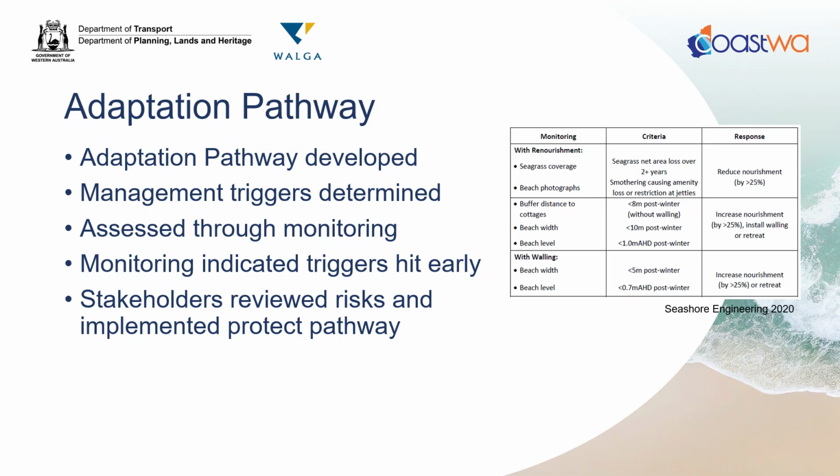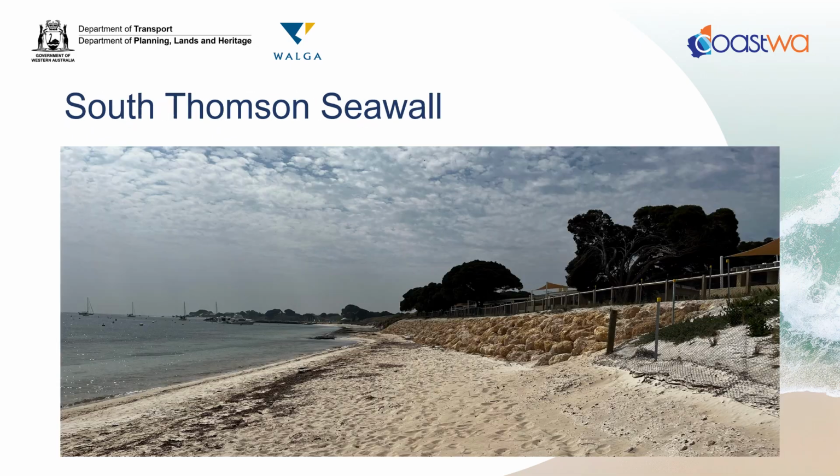And in recent years, that coastal erosion at the site had increased, which meant that the monitoring indicated these triggers were hit far earlier than they were expected to be. The stakeholders, including the Rottnest Island Authority, reviewed these risks and implemented a protect pathway. That protect pathway assessed various options and determined a seawall was the preferred option. That seawall was designed and implemented several years ago and is protecting those holiday chalets.